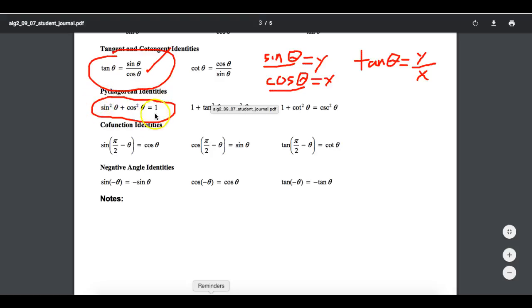The second one is the Pythagorean identity. Now, when we get into class and you do the exploration, you're actually going to see how we come up with this identity right here. But the key thing is that the sine squared of an angle plus the cosine squared of an angle equals 1. That's our Pythagorean identity. So those are the two that you're going to need from this section, okay, the tangent and the Pythagorean. Make sure you have those written down in your notes right now.